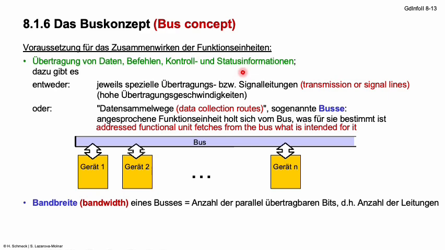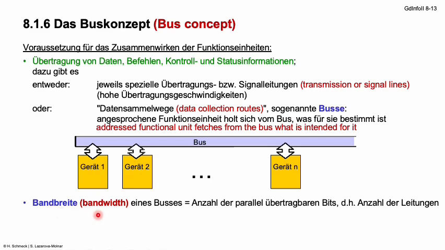So in general, the function of the bus is that it carries information from one component to another. So this is the bus. And it carries data, address, or control signals. That's why we have data, control, and address buses as well. This is how the different components interact with each other. As you can see here, it has either transmission or signal lines, or it can be data collection routes.